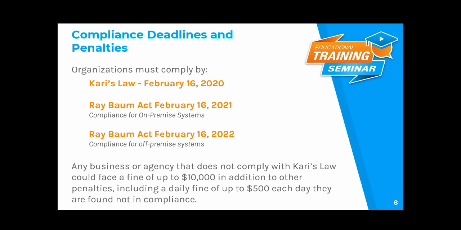So SIP trunk providers had to be Carey's Law compliant in the United States by February 16th of 2020. And then the RABOM Act goes into effect last month, February 16th, 2021 for on-premise systems, and then the same date for February 16th next year for hosted cloud off-premise systems. So as a SIP trunking provider, we can assist you with being compliant.